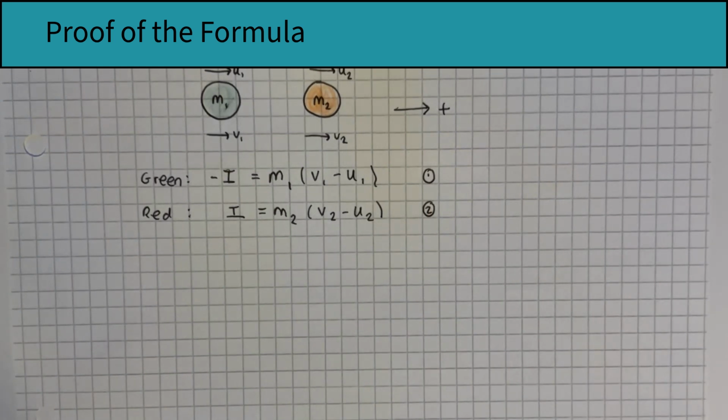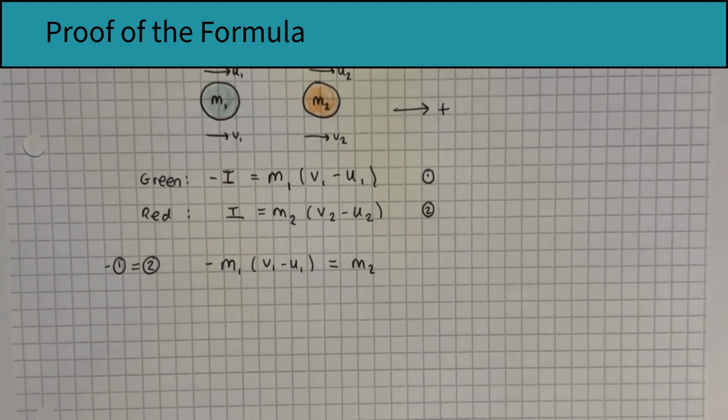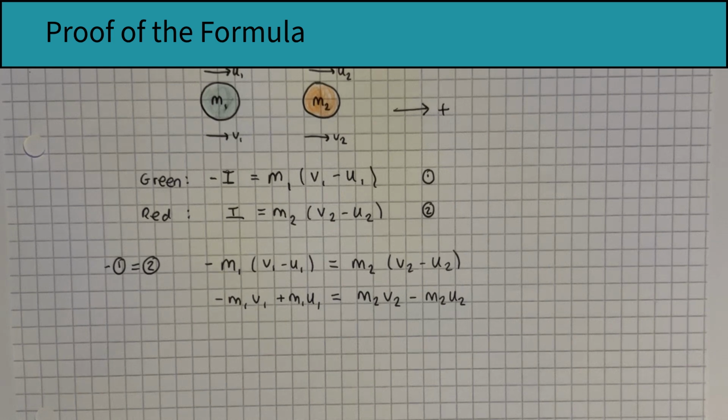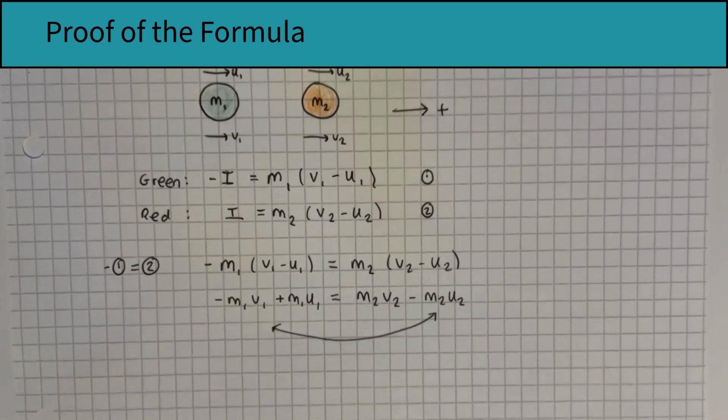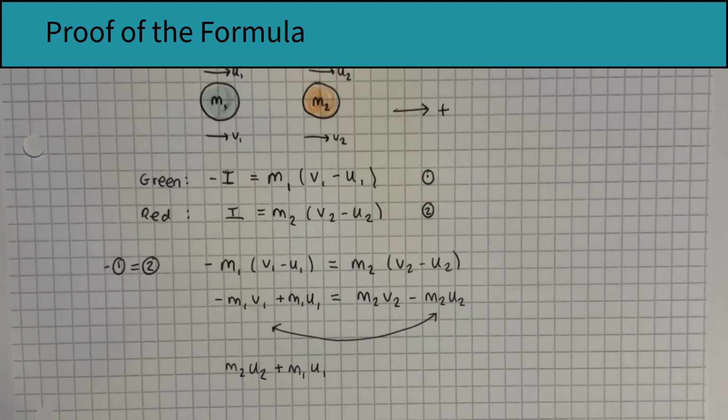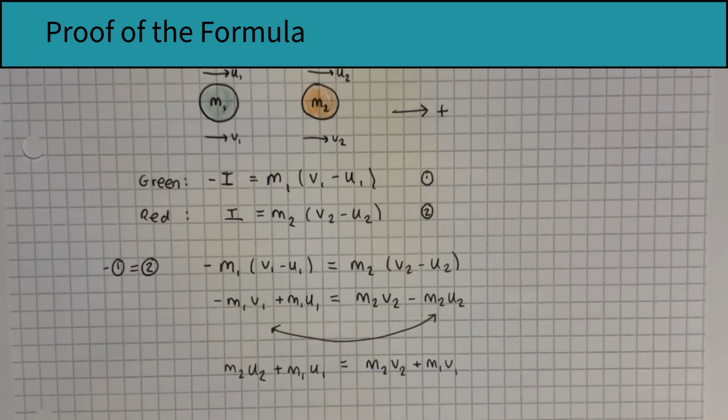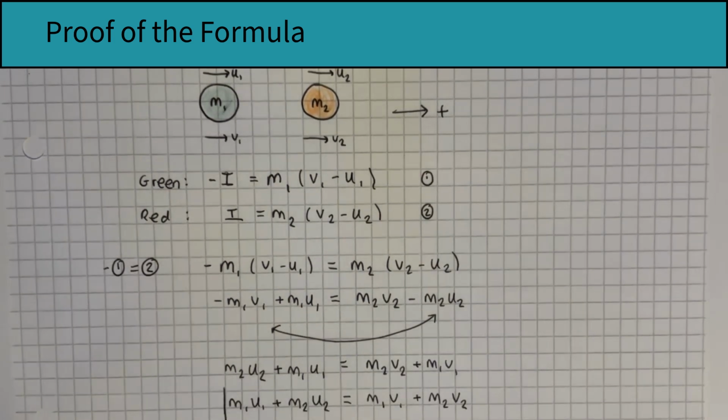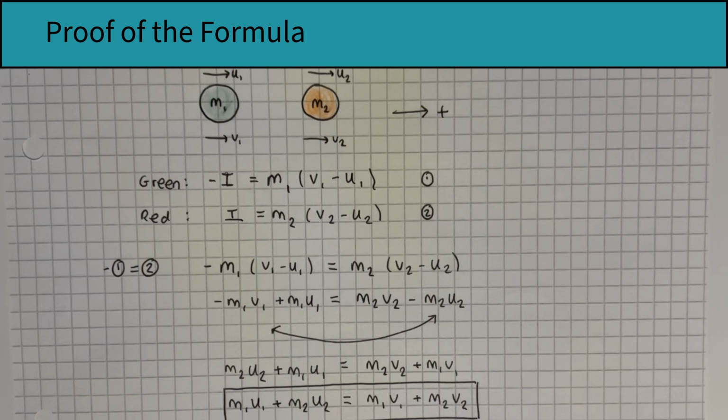We label these 1 and 2. We can set the equation minus 1 equal to 2 and rearrange from there. So m1 (v1 minus u1), but negative, equals m2 (v2 minus u2). If I expand the brackets like this, and this, and then move the negatives to the other side, and then rearrange slightly, we get m1 u1 plus m2 u2 is m1 v1 plus m2 v2.